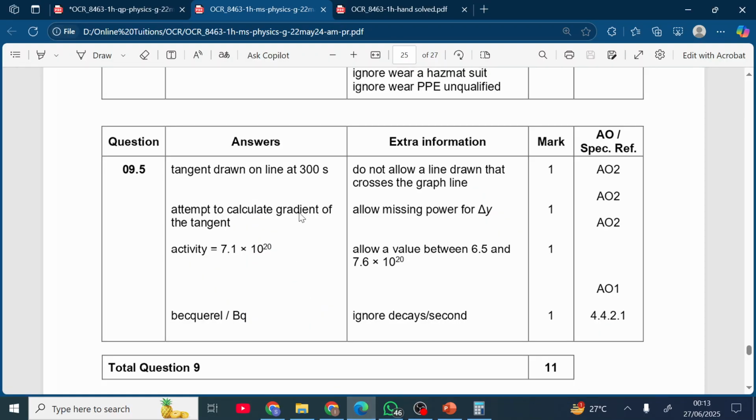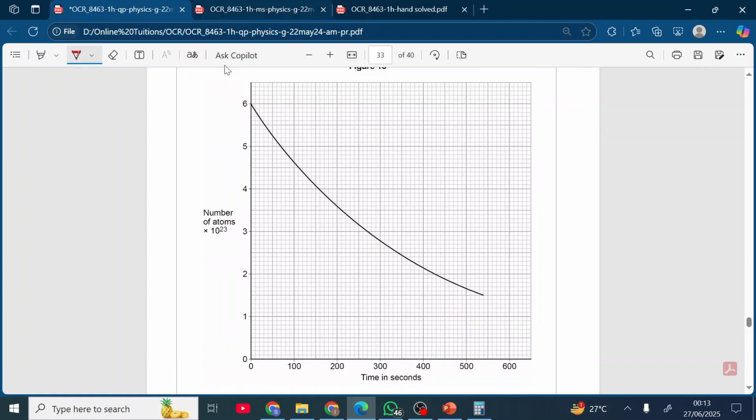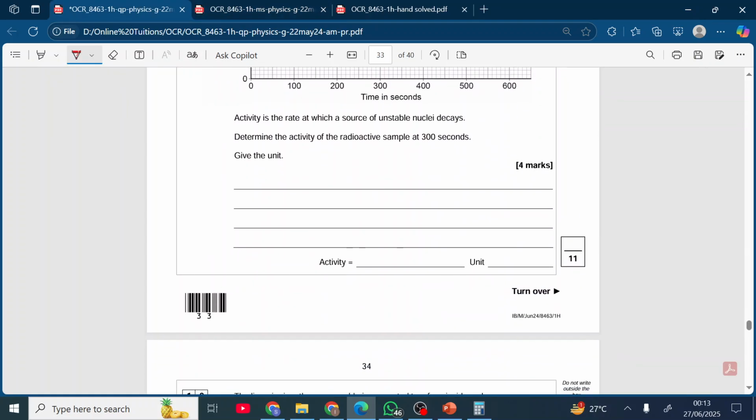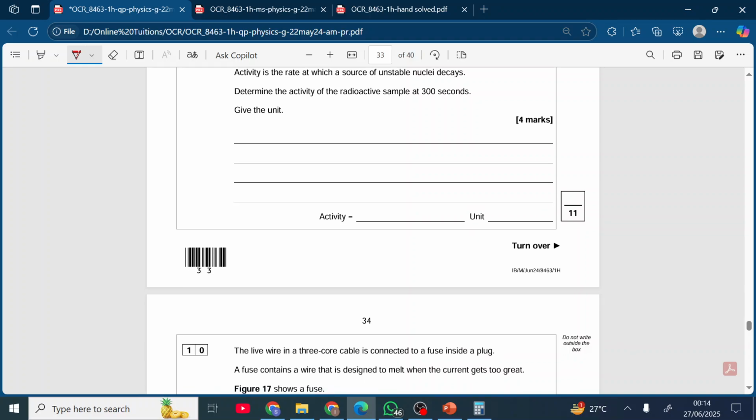Now let's get back to the question paper. And here the activity is simply 7 into 10 raised to the power 20 per second, or you can say becquerel, Bq, because becquerel is the SI unit for radioactivity.